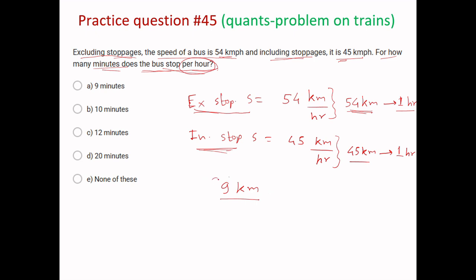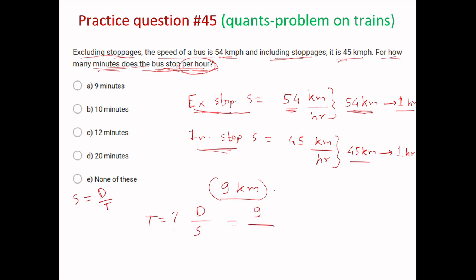So with the reference of these 9 kilometers, what we can do, we can consider this, because excluding stoppages the speed is 54 kilometer per hour, and the question is, for how many minutes does the bus stop per hour. So if we exclude the stoppages, that is 9 kilometers, if we exclude, the speed is 54. So to calculate time, our formula is speed is equal to distance upon time. So time will be equal to distance upon speed.